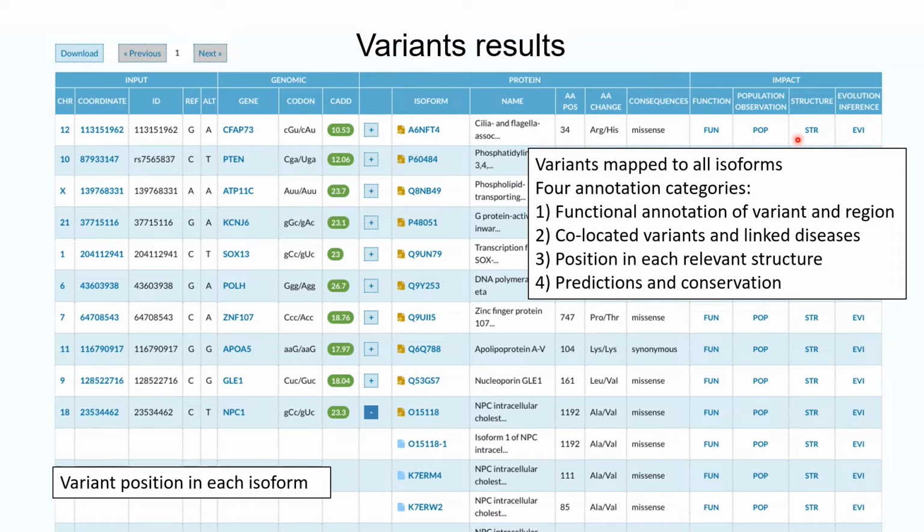Thirdly, PepVEP provides the structural data, that is the position of the variant in all known structures for the protein. And finally, PepVEP provides information on conservation and predictions such as PolyPhen and SIFT.